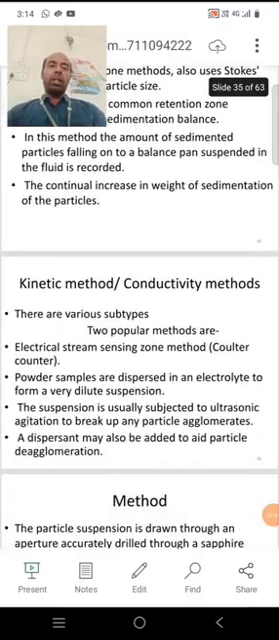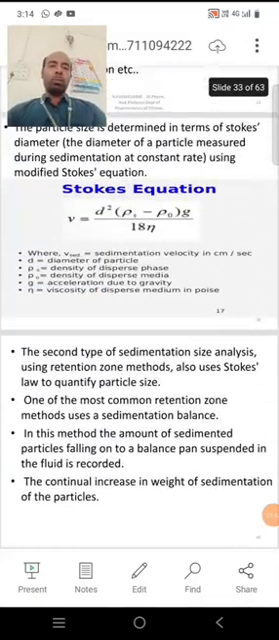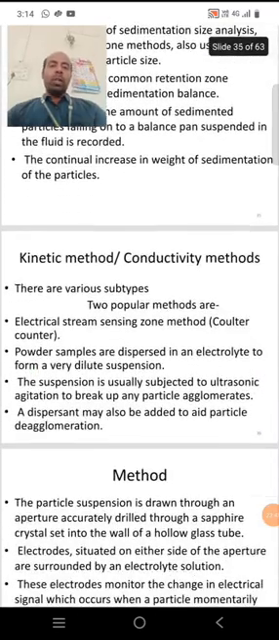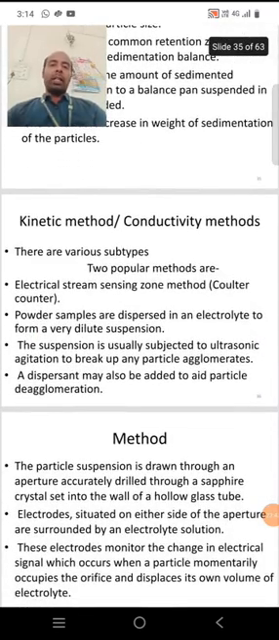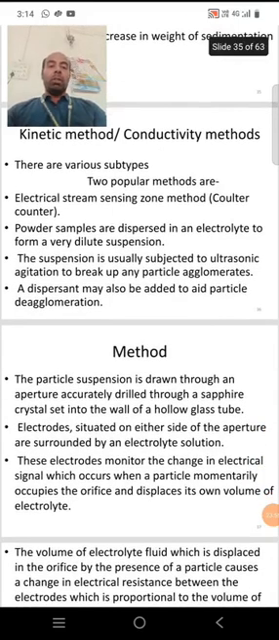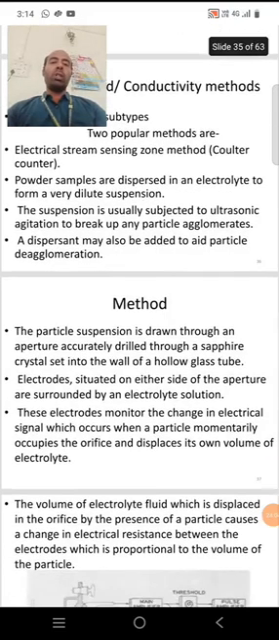The next method is the conductivity method. Electrical sensing zone method, that is the Coulter counter method. Powder samples are dispersed in an electrolyte to form a very dilute suspension. The suspension is usually subjected to ultrasonic agitation to break up any particle agglomerates.